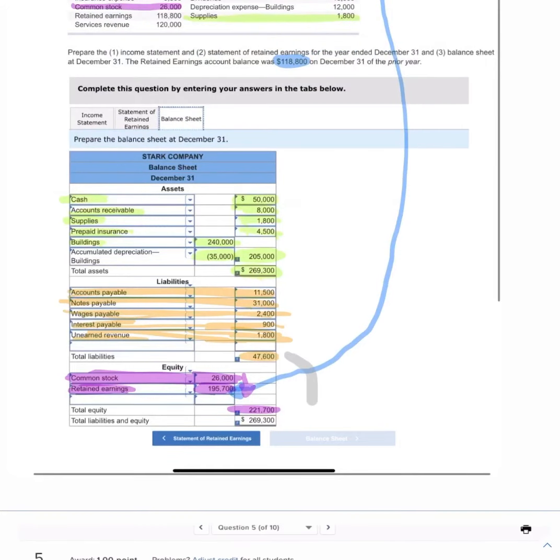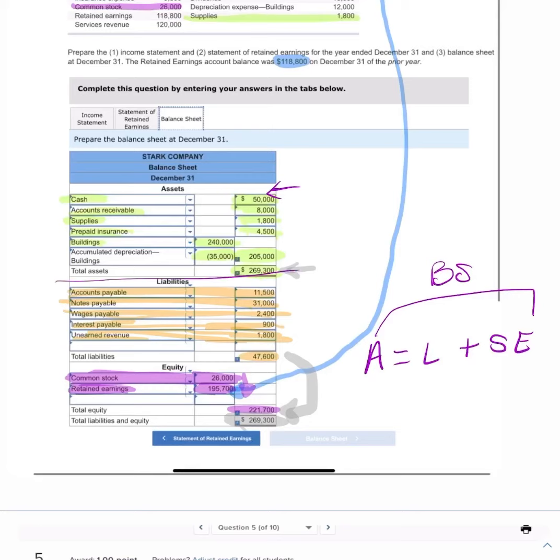oh my gosh, there it is. The sum of the $47,600 and the $221,700 is the $269,300, which ties back to your total assets. So if you recall, since chapter 1, we have said assets equal liabilities plus stockholders' equity. Earlier in this video, I told you this was essentially the formula for the balance sheet, and you see that happening here. Assets is in fact equal to liabilities plus your equity. And there you have it. You've got a nice balance sheet done. You've tied down your assets to your liabilities and equity, and you feel pretty good about this.